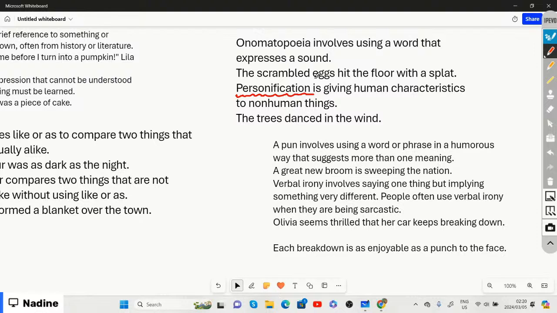All right, so we said a pun involves using a word or phrase in a humorous, funny, jokey way that suggests more than one meaning, right? So which means that you can have different meanings based on either the phrase or the word that is being mentioned. And we made an example of a great new broom is sweeping the nation. So clearly, it cannot be a little thing, right? So it is basically just figurative.